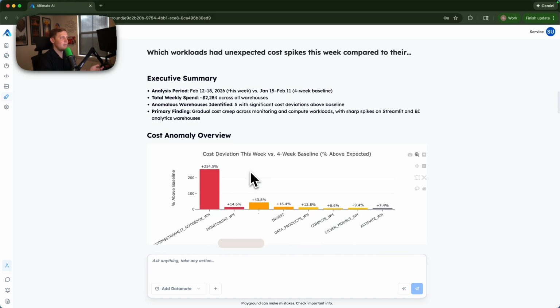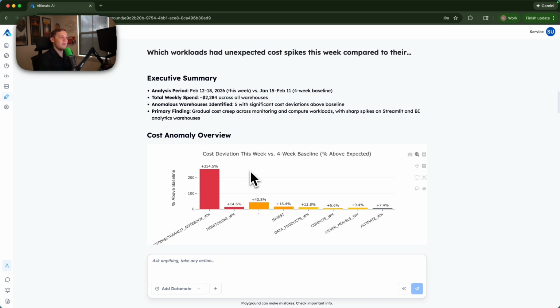We have our executive summary that breaks down here. It tells us our analysis period, which is February 12th through 18th, which is this week, versus this 4-week baseline between January 15th and February 11th. Our total weekly spend is around $2,200. Our anomalous warehouses identified: 5 of them have some cost deviations above baseline. And our primary finding is that there's a gradual cost creep across monitoring and compute workloads. Then we're going to dive into what's happened here, and we'll have some suggestions at the end of how you can fix it.